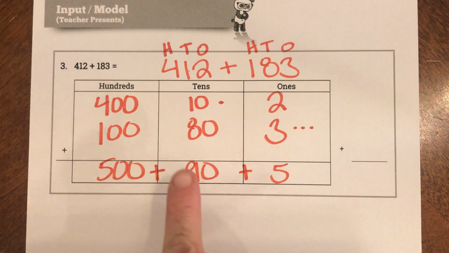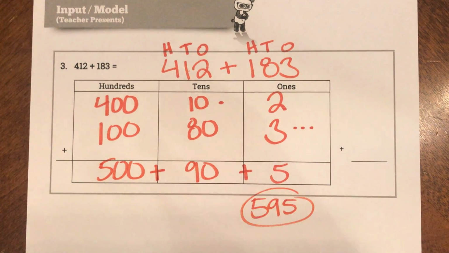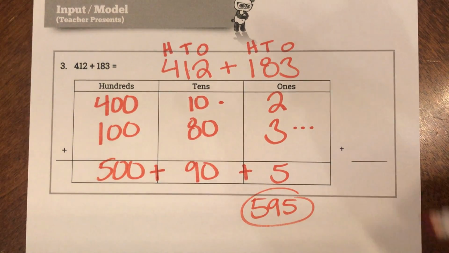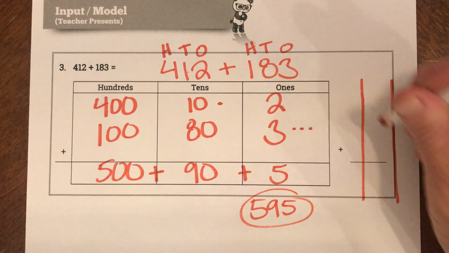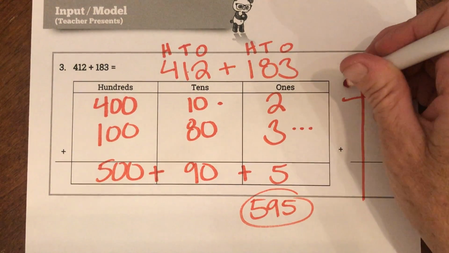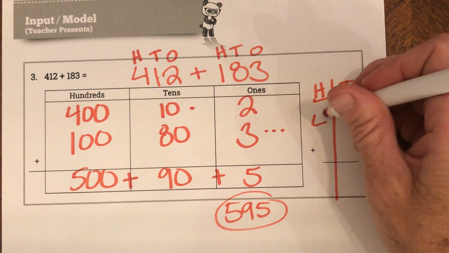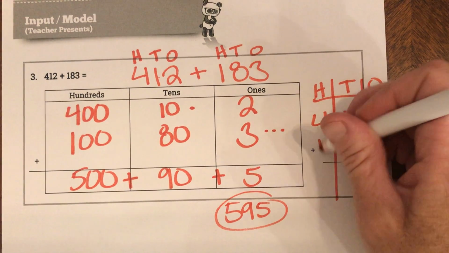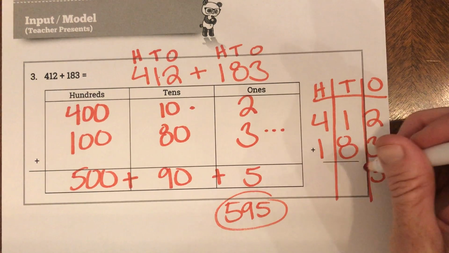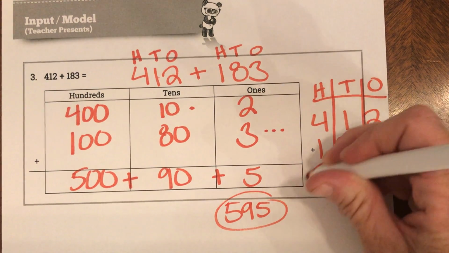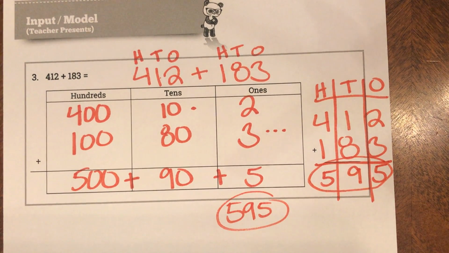So I have 500 plus 90 plus 5. So 595 is my sum. And in working form, what this would look like would be I would have my ones, tens, and hundreds still, but I'm not going to decompose my add-in. So I have 412 plus 183 equals 595. So 595 is what my sum would still be.